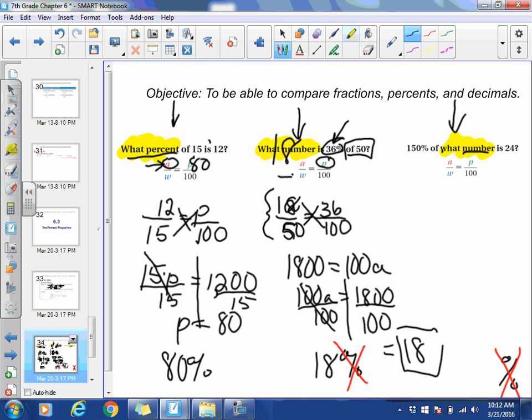I'm going to fill in my percent proportion. They give us the percent. All right, so this is more than 100%. So P, my percent, would be 150 out of 100. All right. Of what number is 24? So remember, what follows of is usually the total. 150% of what number is 24? We don't know the total. All right, so I'm going to leave that right there because we don't know. 24 is the part.